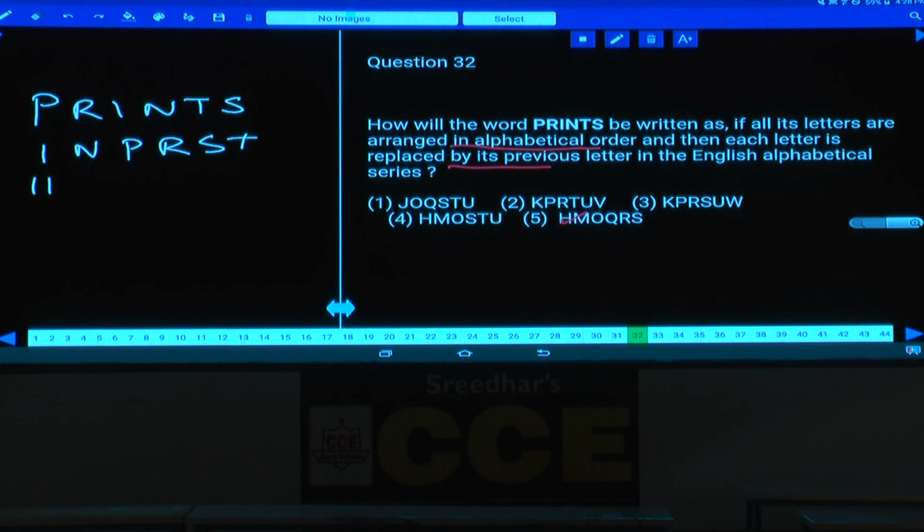I minus 1 is H, N minus 1 is M, P minus 1 is O, R minus 1 is Q, S minus 1 is R, and T minus 1 is S. Then what is your answer here? H, M, O, Q, R, S, and it is given in choice 5. Question number 32, choice 5. First, all the letters are arranged in the alphabetical order, then each of these letters is replaced with its previous letter. Choice 5 is the answer.